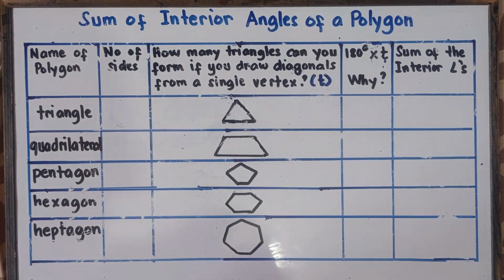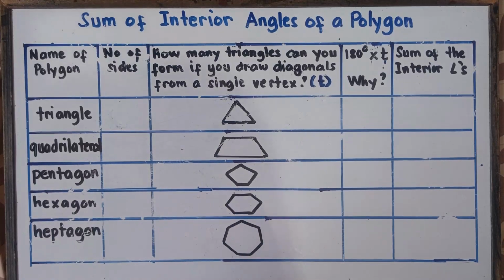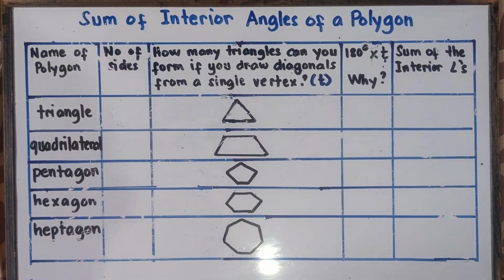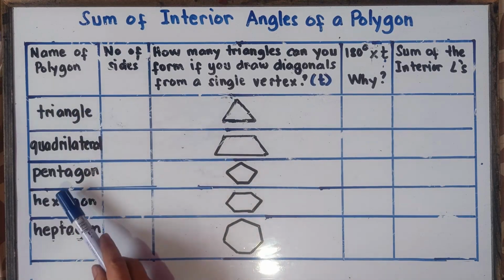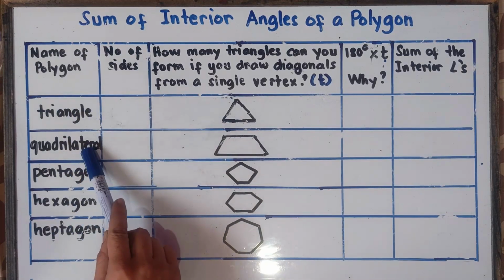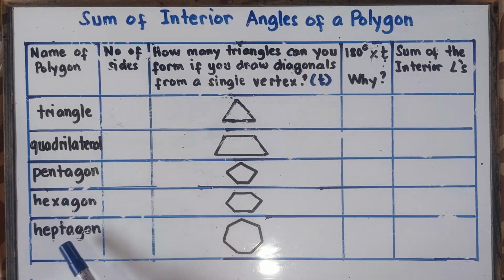Our topic for today's class is all about the sum of interior angles of a polygon. So without further ado, let's do this topic. We're going to complete the table below. We have given names of polygons: triangle, quadrilateral, pentagon, hexagon, and then heptagon.